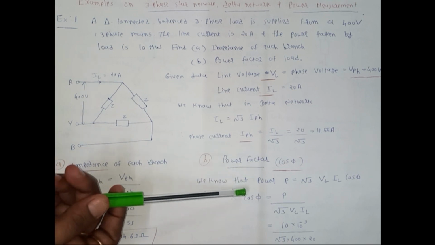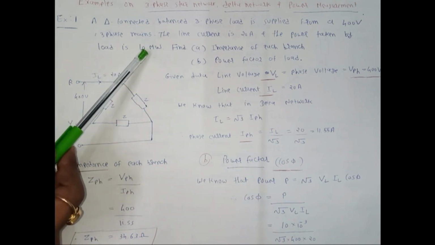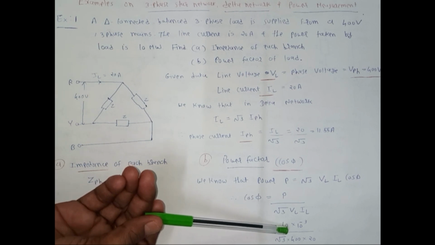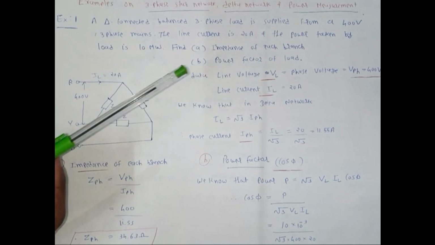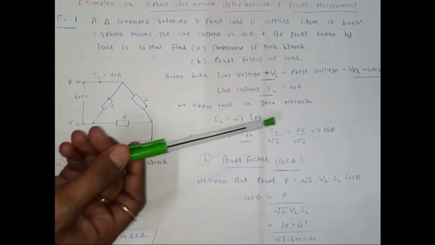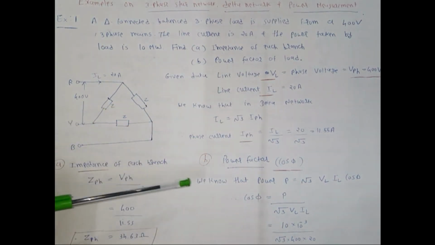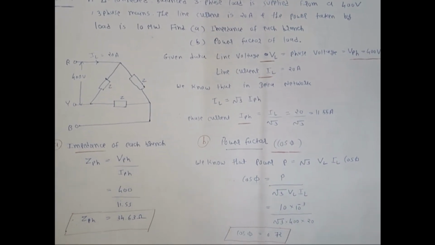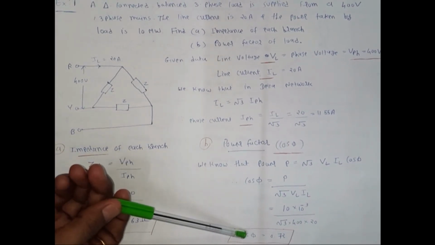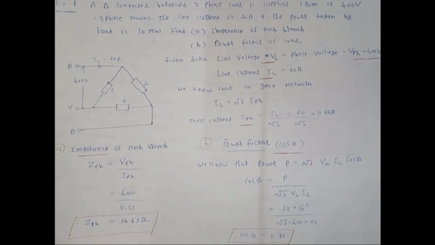The total power given is 10 kilowatt, so 10 into 10 to the power 3, over root 3 VL IL. What is VL? VL is 400 volt and IL is 20 ampere. So we have power factor cos phi equals 0.72. Okay, simple example. You have to keep in mind the relations of voltage and current between phase and line.